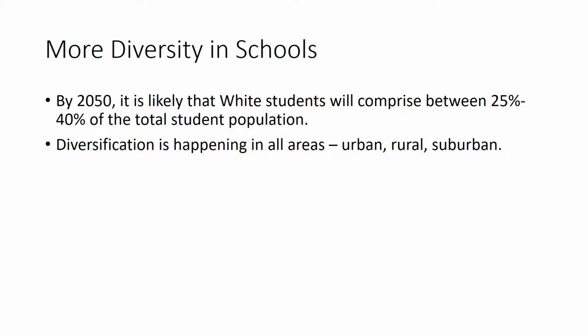So why do we need to talk about this? Well, most of you already realize if you've been in the classroom that today there's more diversity in schools than ever. By 2050, it is projected that white students will comprise between 25 and 40% of the total student population. So students of color will likely be 60 to 75% of your class.